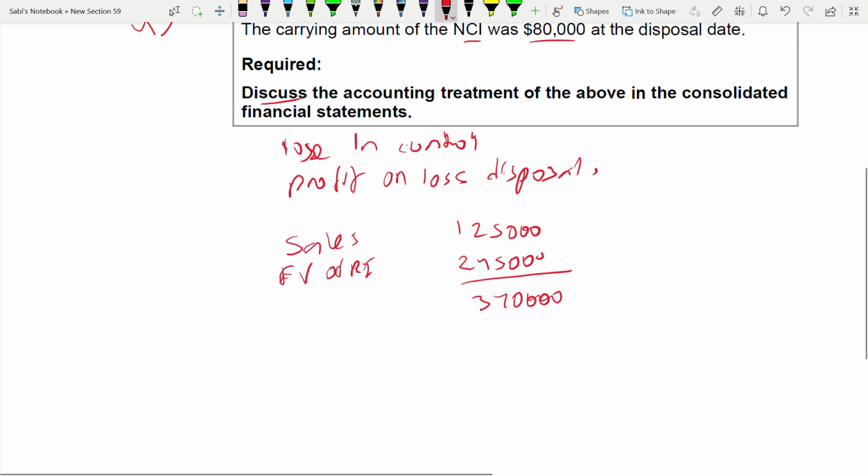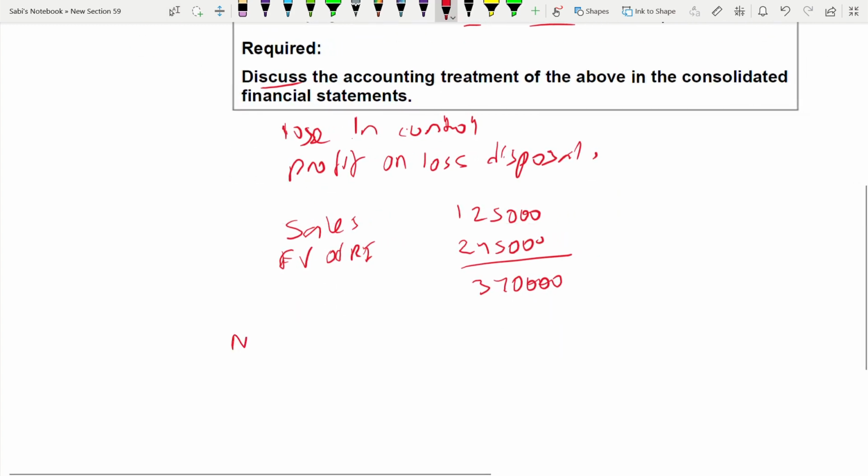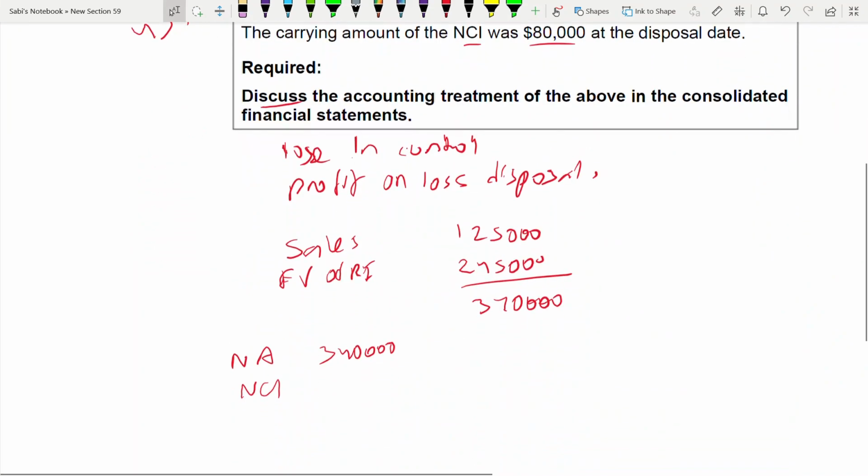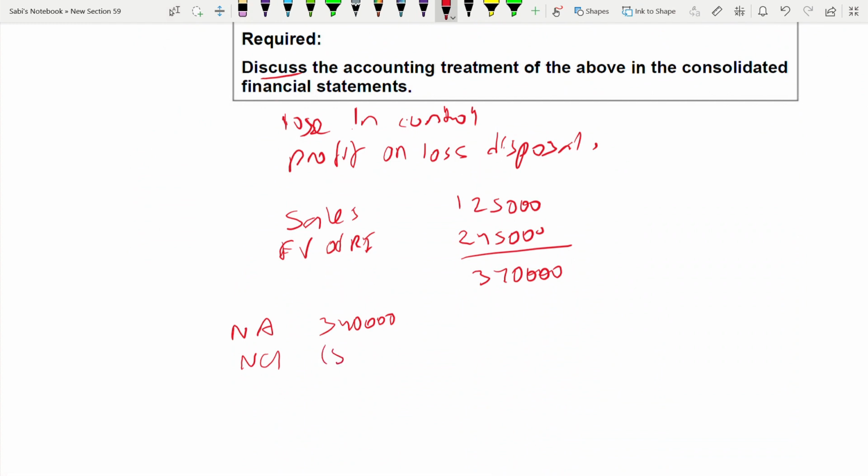Then we have net asset, and goodwill, there's no goodwill, and NCI. Okay. Net asset was 340,000. They've already given you. And NCI also 80,000. It's a deduction. So 340 minus 80 is 260,000. You have to deduct from 370. Then it becomes 110,000. This is the profit.